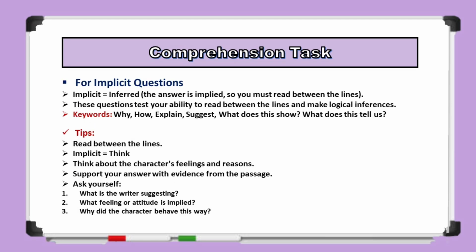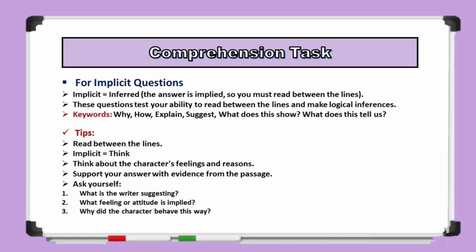Now let's move on to implicit questions. These are usually more challenging because the answer is not written directly in the passage. Instead, you have to read between the lines and work out what the writer is suggesting. Implicit questions often begin with words such as why, how, explain, suggest, what does this show? Or what does this tell us? A simple way to remember these questions is, implicit means think. Instead of searching for one sentence, think carefully about the character's feelings, attitudes, reasons, and motivations.